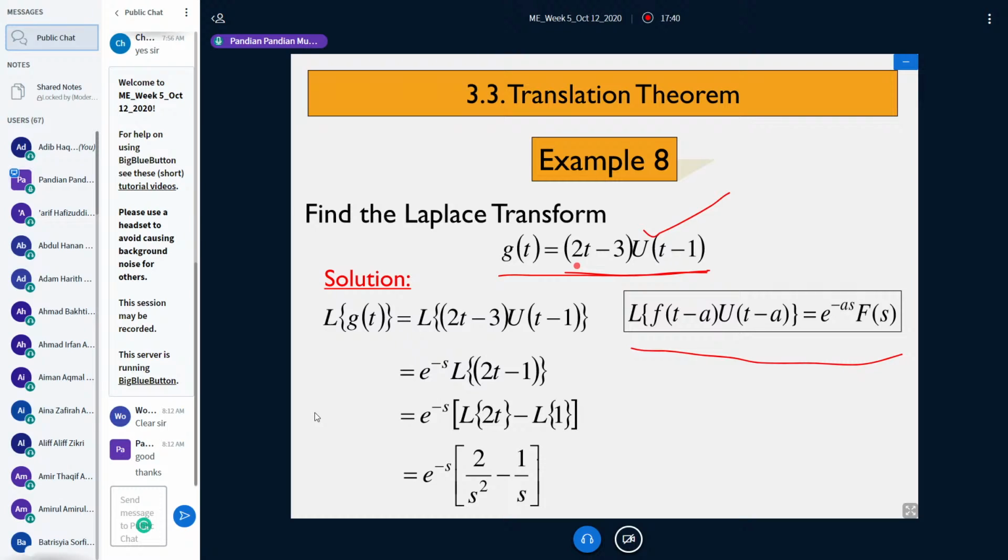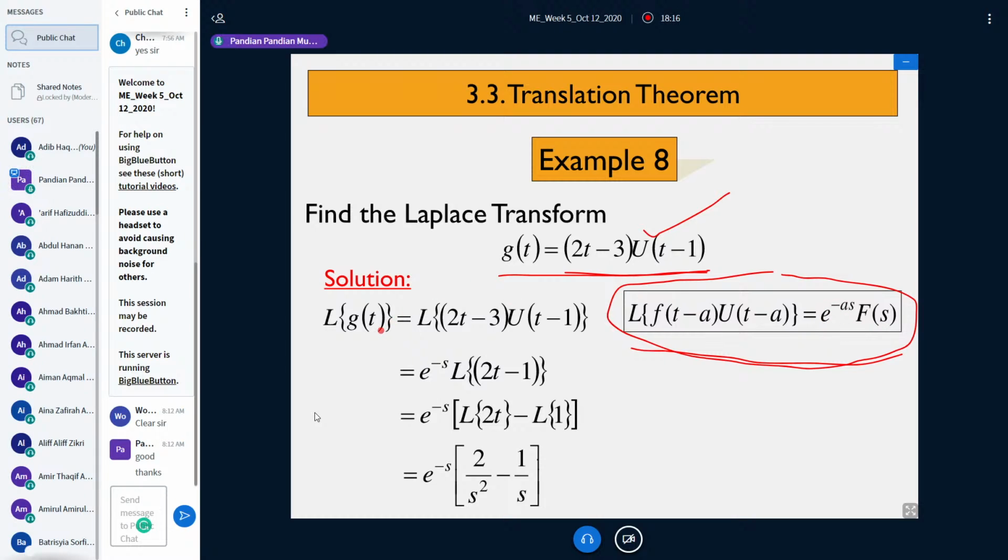We cannot use 2t multiplied by t, 2t minus 1. No, cannot, because this one is not a normal equation like in algebra. This is a unit step function. So the way to handle this type is using this formula. We have to quote this formula: Laplace of f(t minus a) u(t minus a) equals e power minus as F(s).